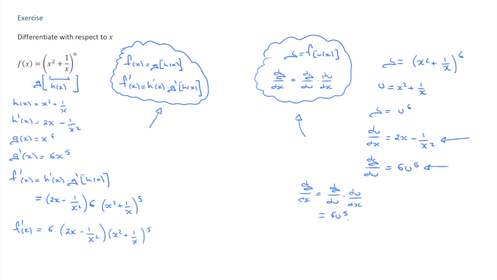That's 2x minus 1 over x squared. And now replacing u by its expression, remember that was x squared plus 1 over x, we find 6 times x squared plus 1 over x raised to the power of 5 times 2x minus 1 over x squared. And that's the expression for dy dx.